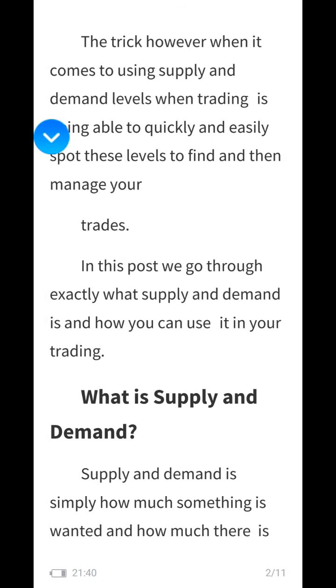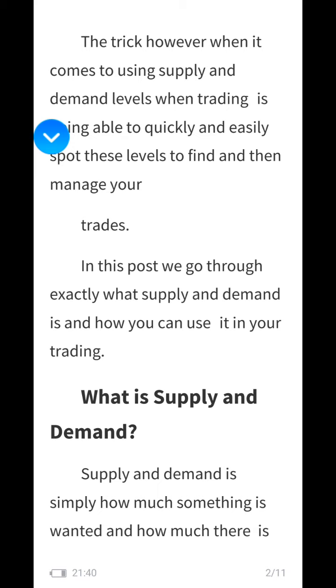The trick, however, when it comes to using supply and demand levels when trading, is that it is so important that you are able to quickly and easily identify these levels to find out how to manage your trades, which we'll be looking at in this presentation. So what is supply and demand?